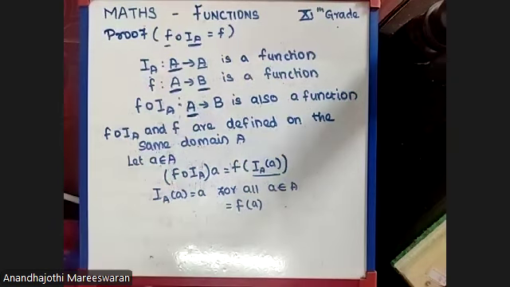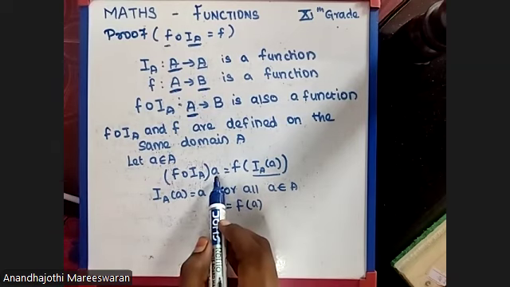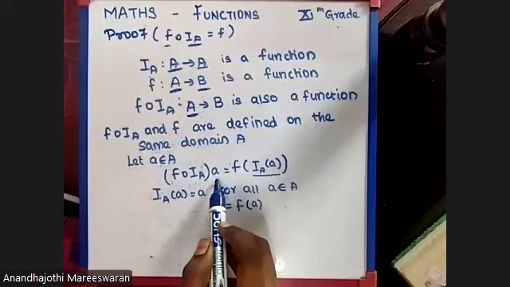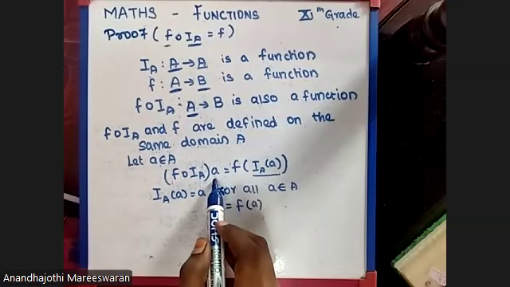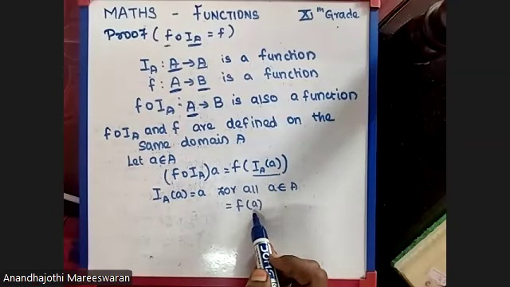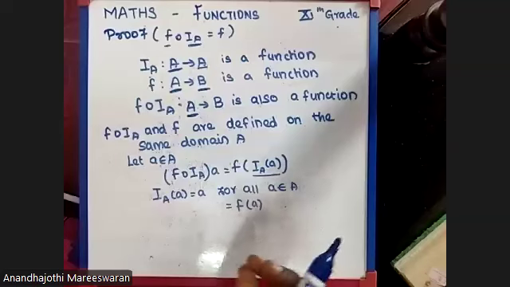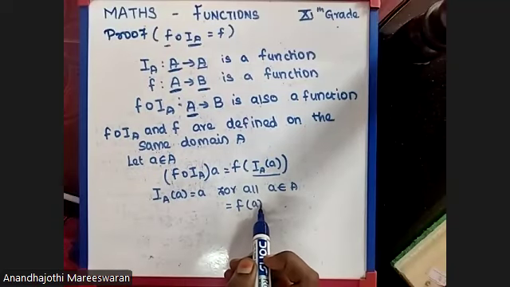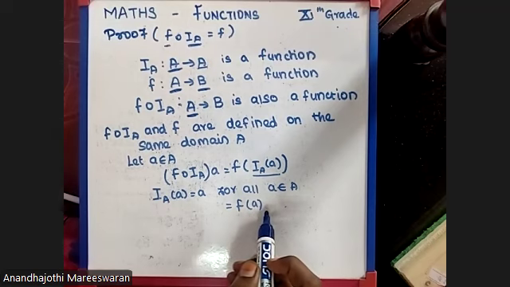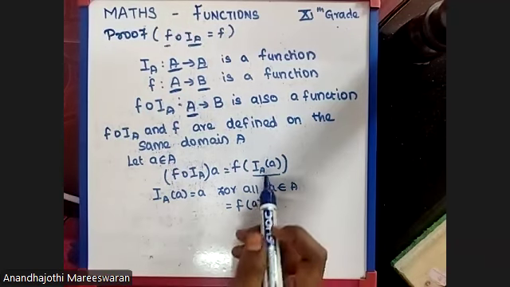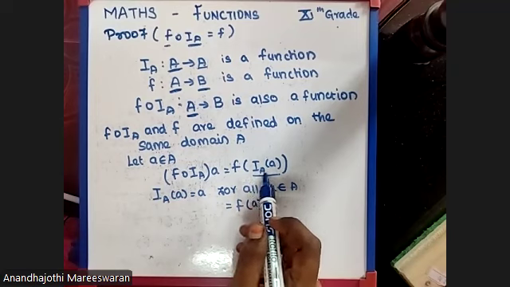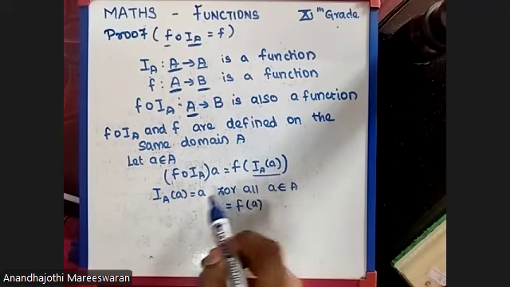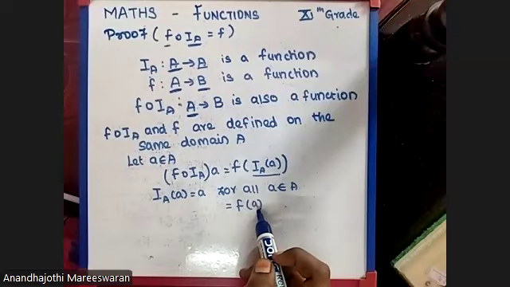Now you can see we are giving an element from A as input, and the output is also a. So when you give something as an input and the same reflects as output, it is an identity function. That's what we substitute: IA of a will equal a. So we put a.